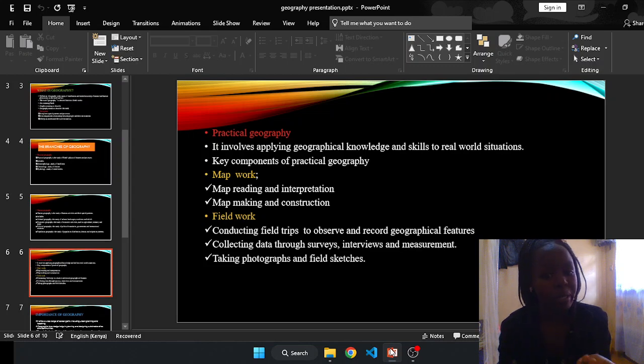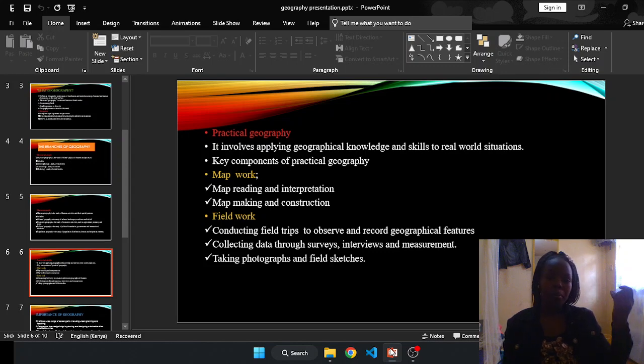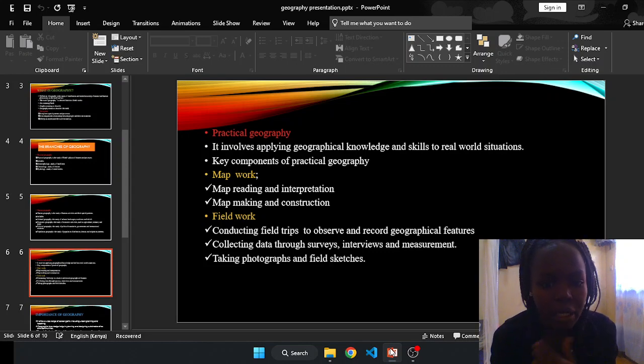The key components of practical geography: the topics that are studied under practical geography are four. That is map work, field work, photograph work, and statistical method. Here I'm going to look at map work and field work. Under map work, there is map reading and interpretation. We have to read a map and interpret it. Also map making and construction.